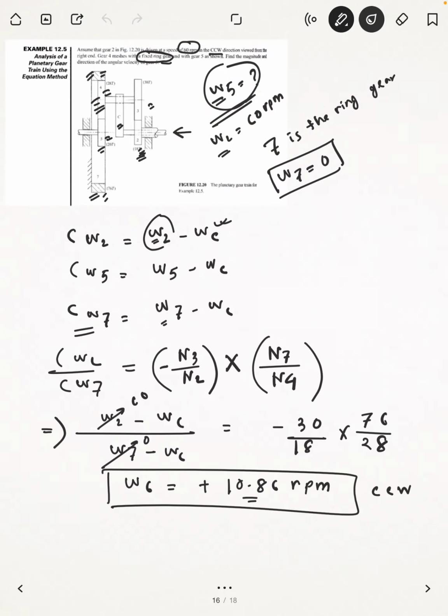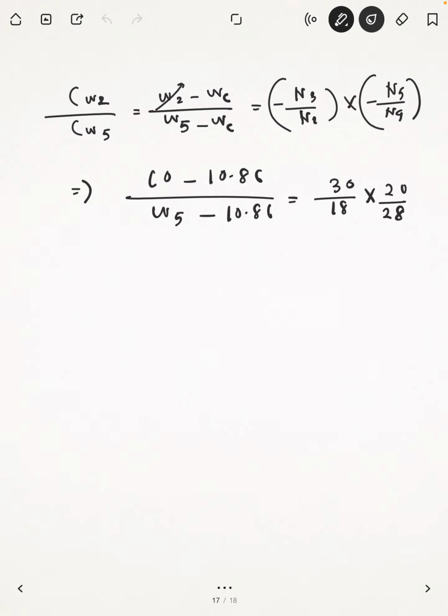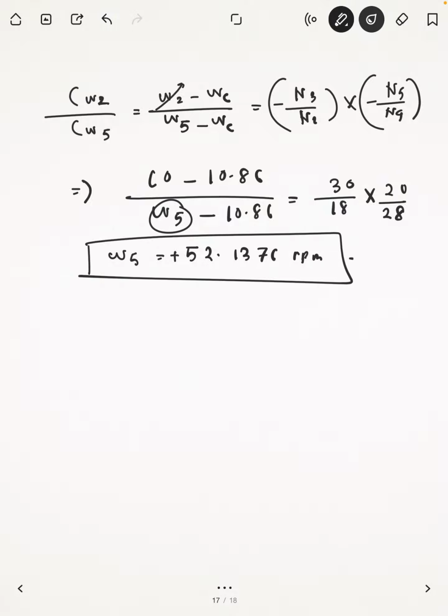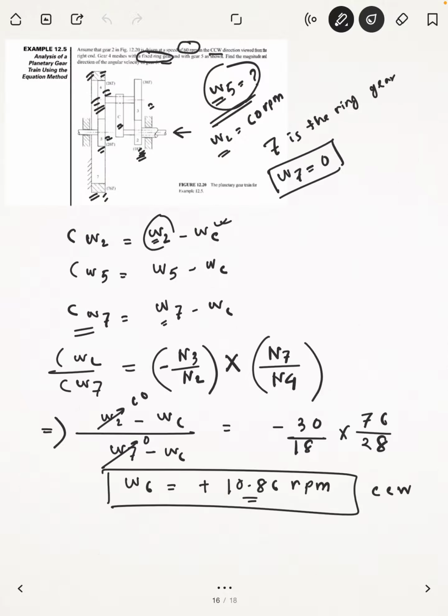Okay, 20 by 28. Now if you solve for omega 5, you're going to get the value of omega 5 as 52.1376 rpm. And as a positive, what will be the direction of this? It will be counterclockwise. Clear? So this is how you need to solve this math. Clear?